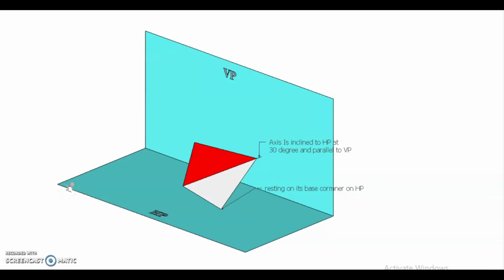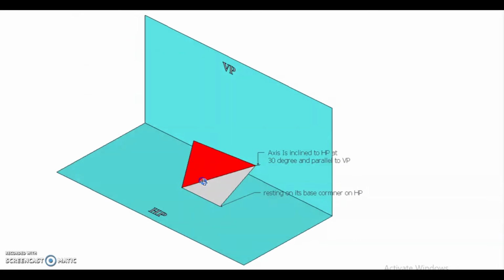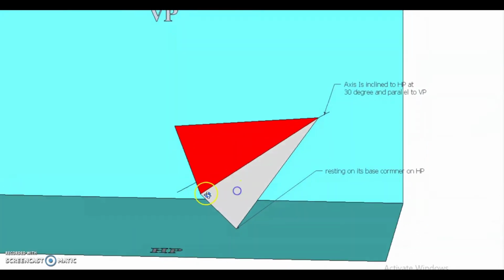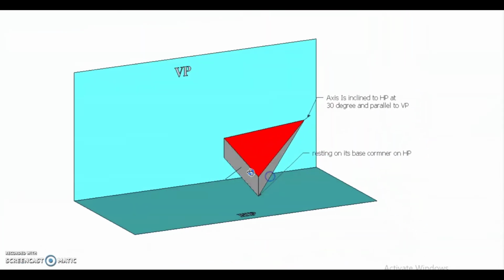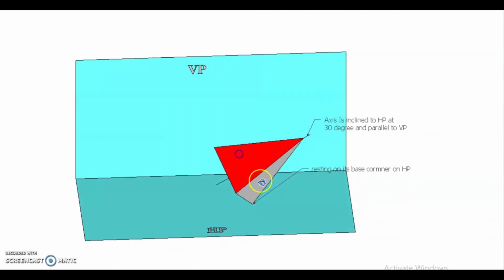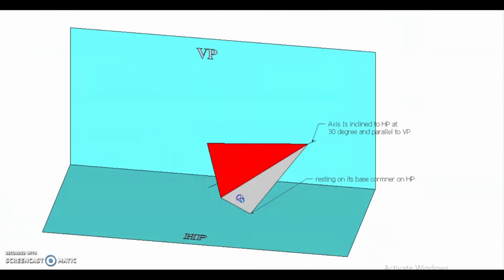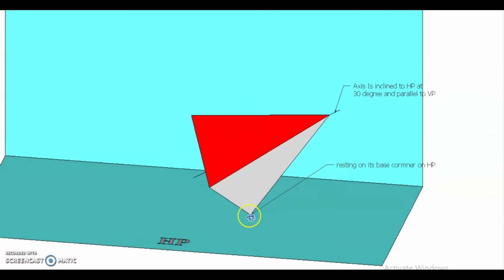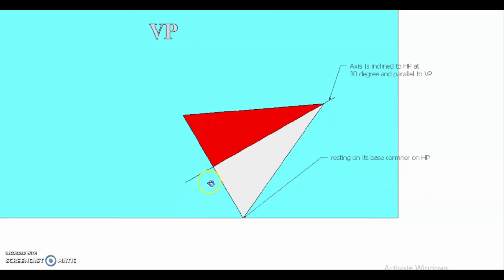So as per the problem statement, this is our final required condition for the given square pyramid. This square pyramid is resting on one of its base corners on the horizontal plane, and its axis is inclined to HP at 30 degrees. If you observe, it will appear like this. So this is the axis, which should be inclined to the horizontal plane at 30 degrees.